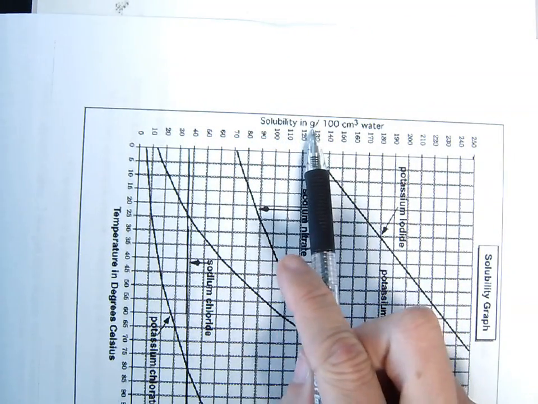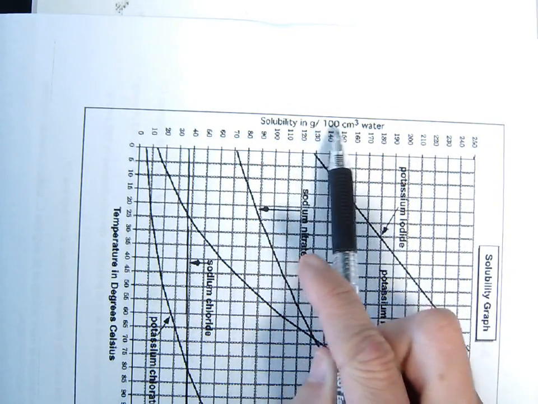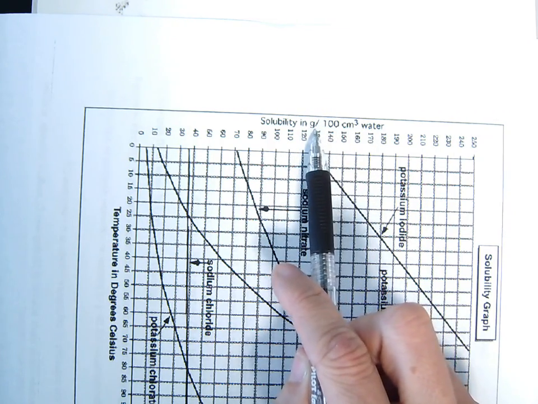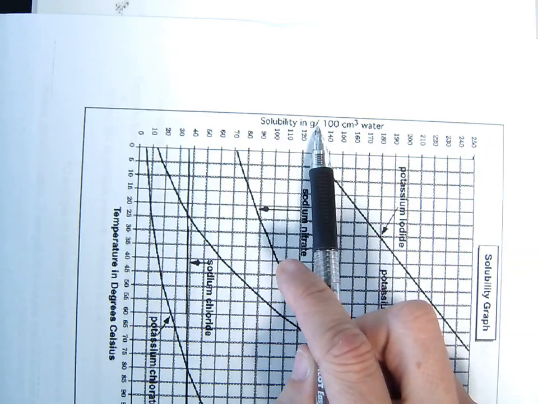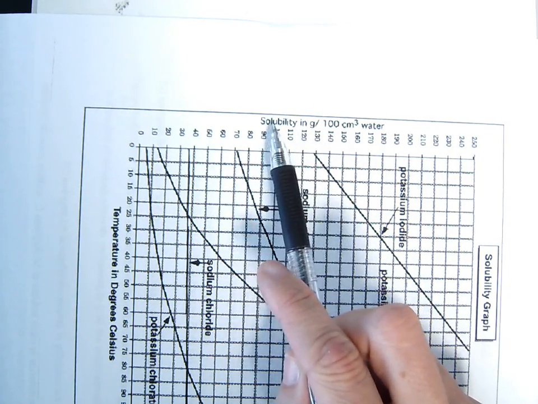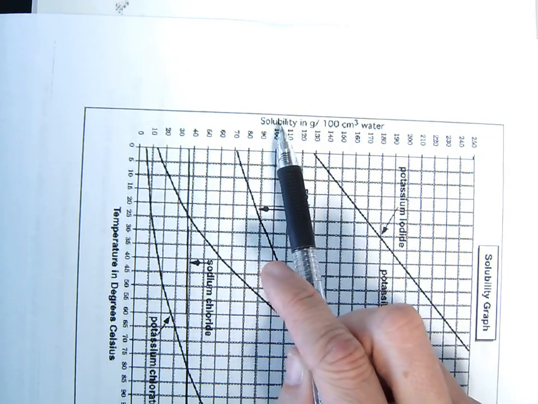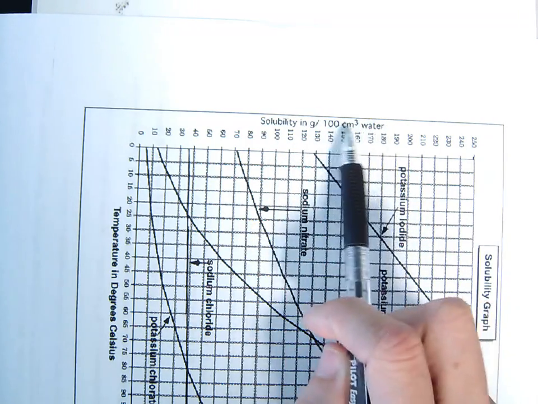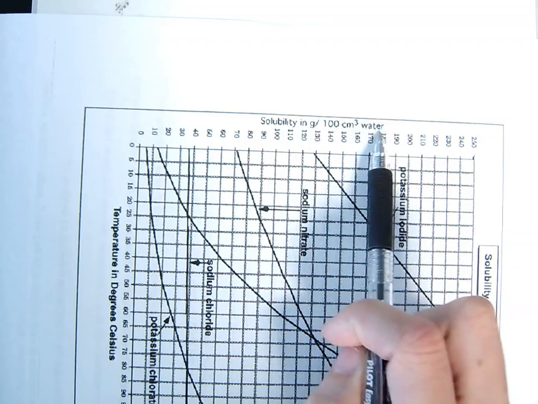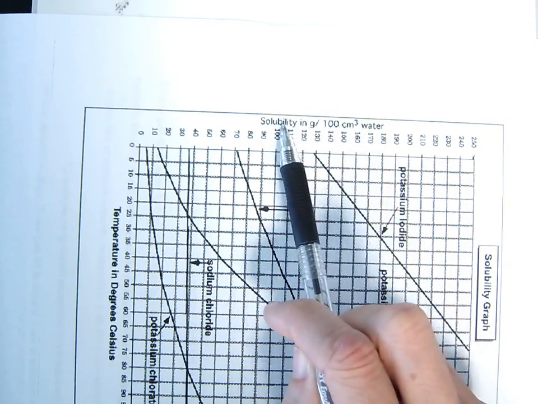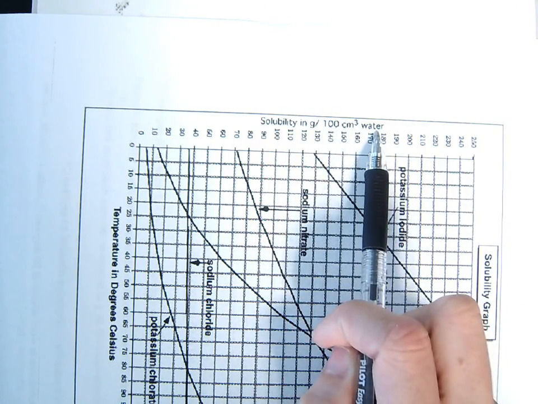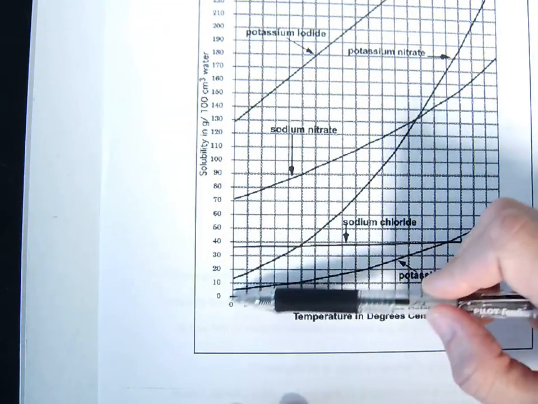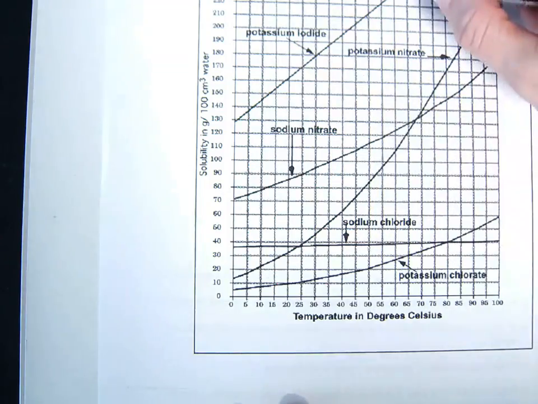Remember, solubility is the number of grams of solute that will dissolve in 100 cubic centimeters of water. And it's not just any number of grams, it's the maximum amount. Solubility means the maximum amount of a substance that can dissolve into 100 cubic centimeters of solvent. In this case, this graph is referring to the solubility in 100 cubic centimeters of water. So solubility, as on a graph normally, increases from bottom to top.